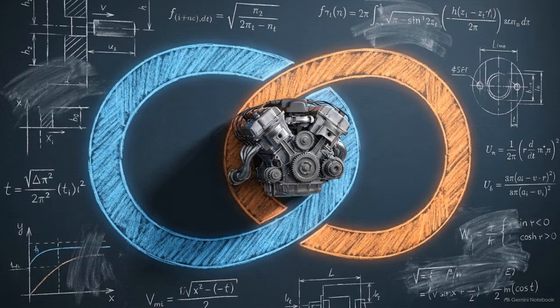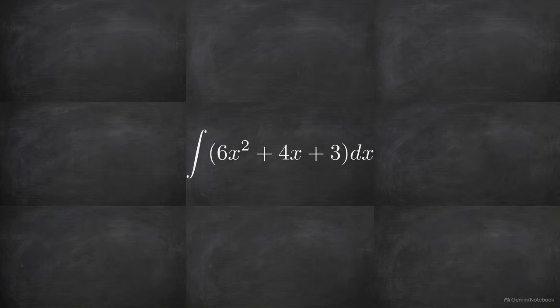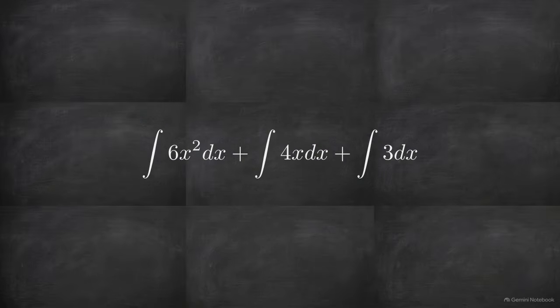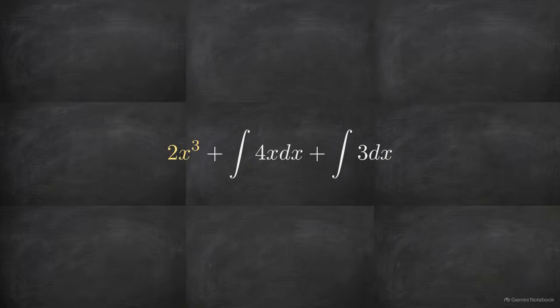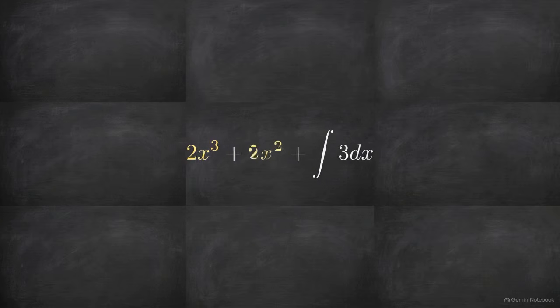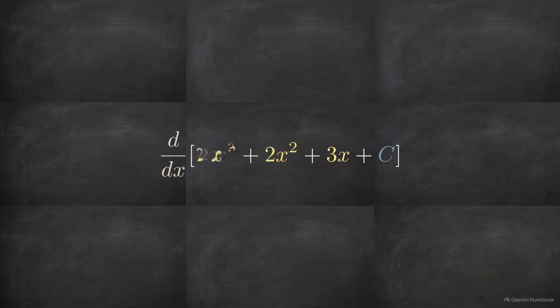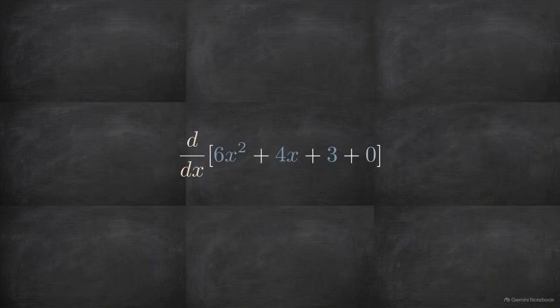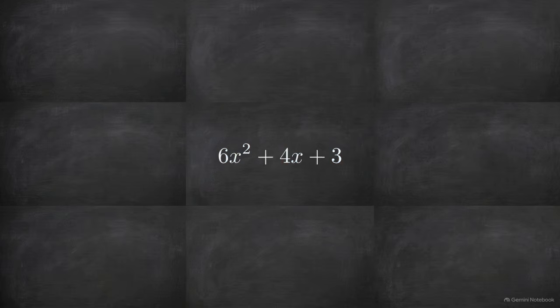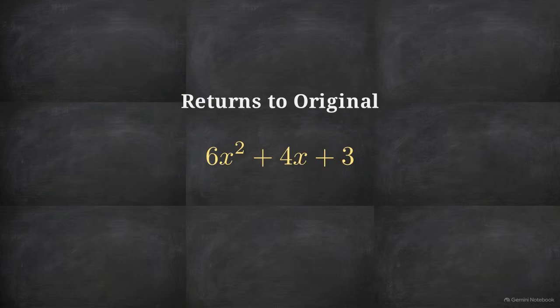We can now bring these components together to run a closed-loop test of the calculus machine. We will integrate the polynomial 6x squared plus 4x plus 3 by separating it into 3 distinct operations. Using the reverse power rule, the first term yields 2x cubed, the second yields 2x squared, and the constant 3 becomes 3x. We include the plus c to complete the reconstruction. We feed this result back into the forward engine. By taking its derivative, the terms shift and collapse back into the original 6x squared plus 4x plus 3.